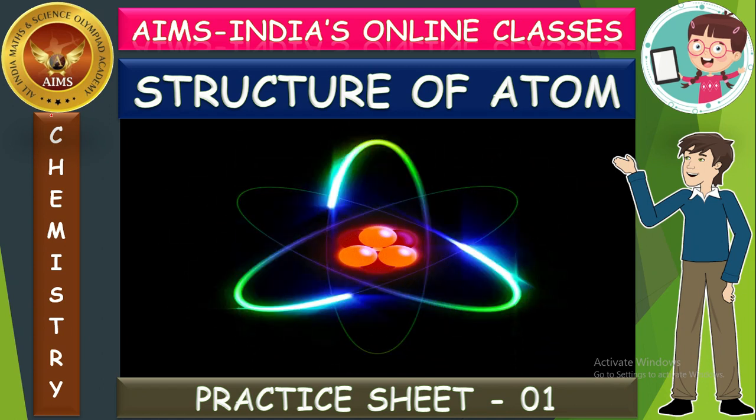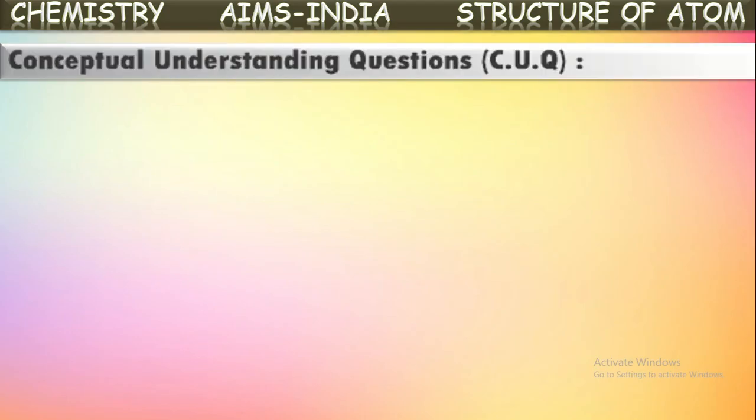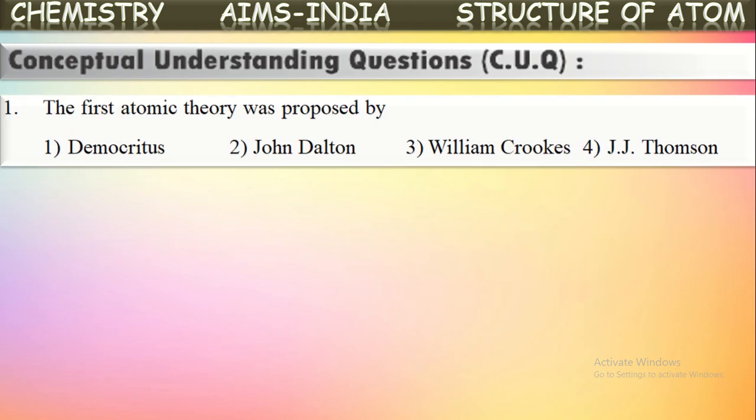First, let us see conceptual understanding questions. See the first one. The first atomic theory was proposed by. Who proposed the atomic theory for the first time? Yes, he was John Dalton. John Dalton proposed the first atomic theory. Okay, the concept of atom was proposed by him.